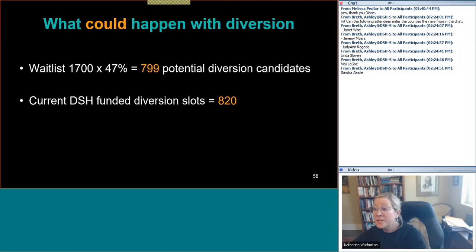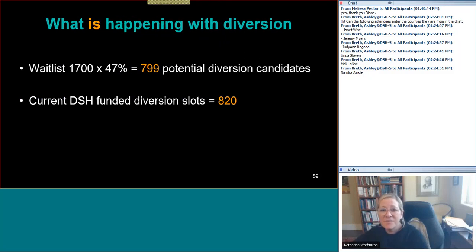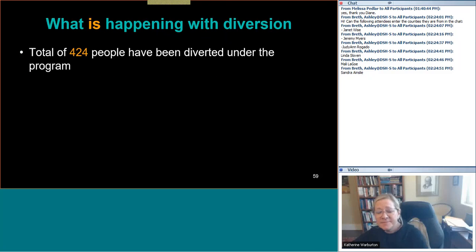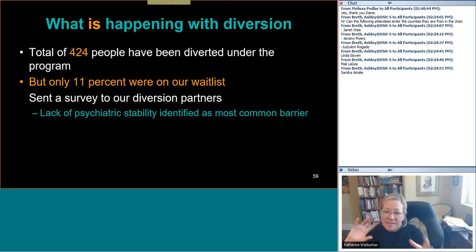So this is what could happen with diversion. We have 1,700 people on our wait list. If 47% are eligible for diversion, that's 799 potential diversion candidates, and we're funding 820 diversion slots. If this worked, we could cut our wait list by more than half. Next slide, please.